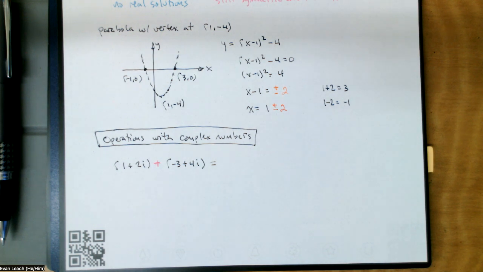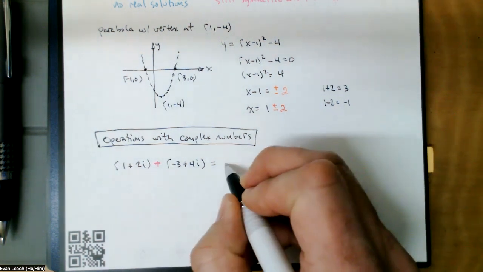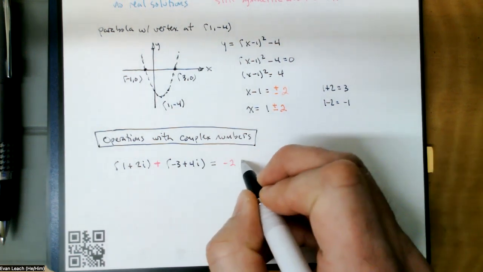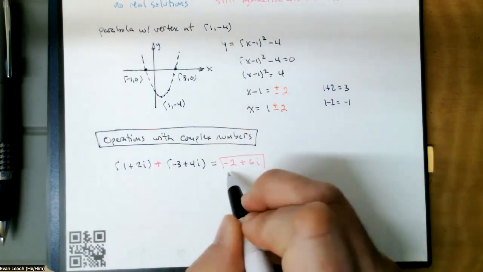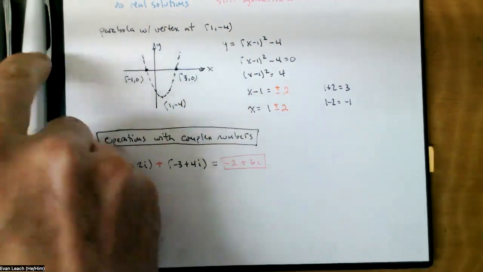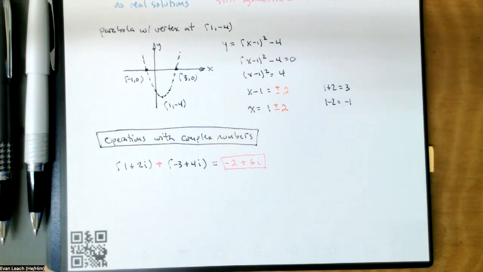So think about what you would just guess you would want to do to add these things. If you were thinking, I would just make -2 plus 6i, you are correct. You just add the real parts and add the imaginary parts. Because you've been programmed with algebra, and programming with algebra includes combining like terms. That's exactly what you would do. Just do like terms.